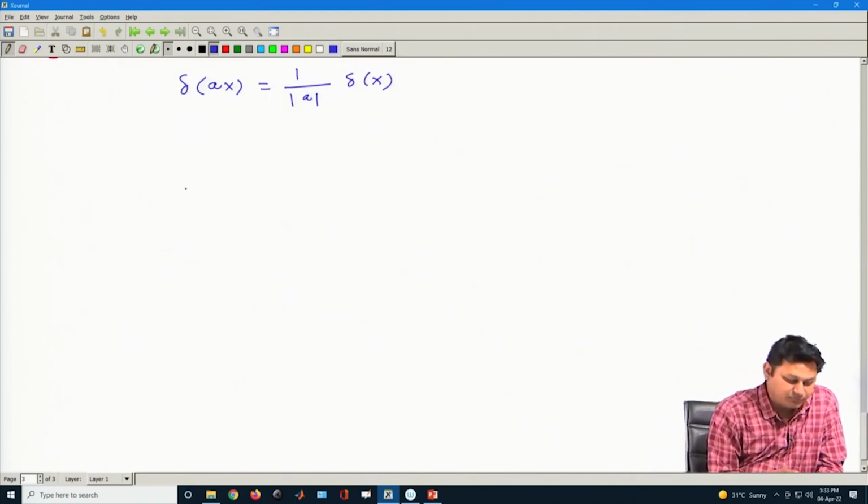We can prove this. There is a way to prove it, and in order to prove it we need to first consider a test function. So, let us take this test function.